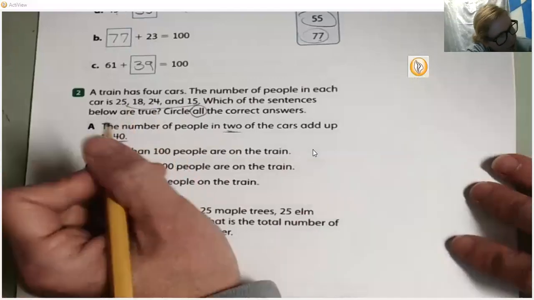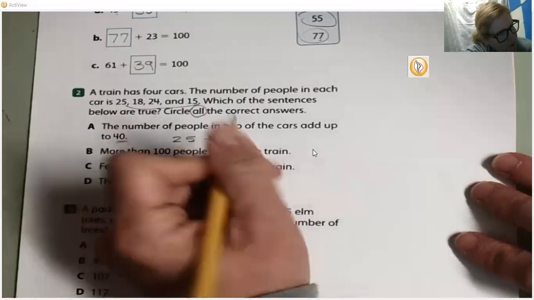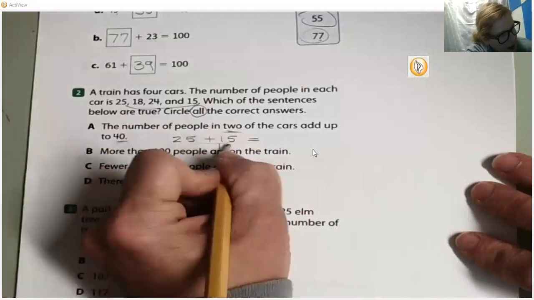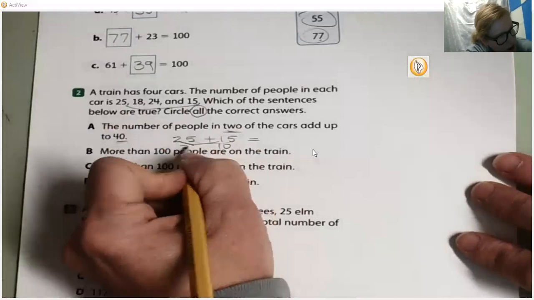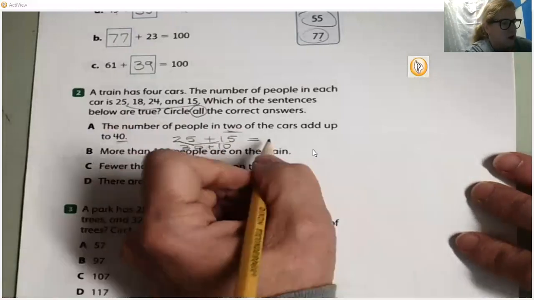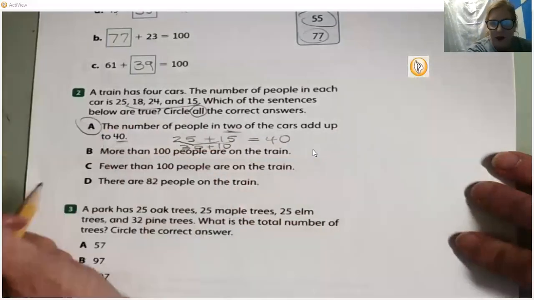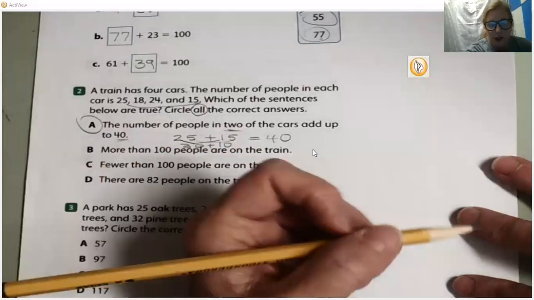If we have 25 plus 15, 5 plus 5 is 10. And 2 tens plus 1 ten equals 30. 30 plus 10 equals 40. Ding, ding, ding. That is correct. B, more than 100 people are on the train.